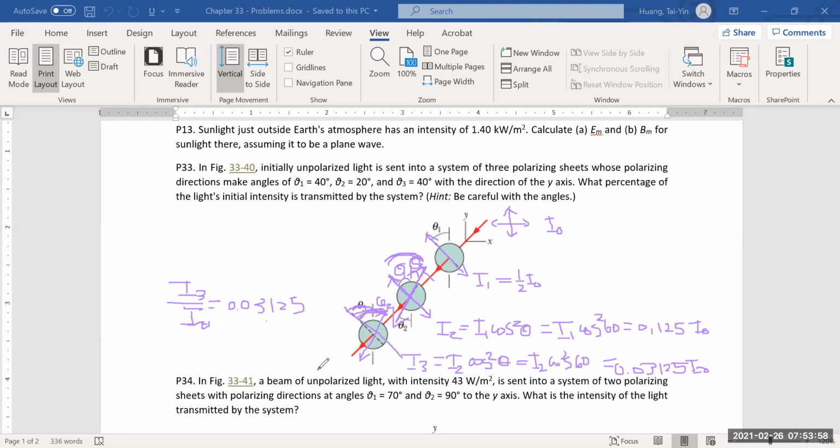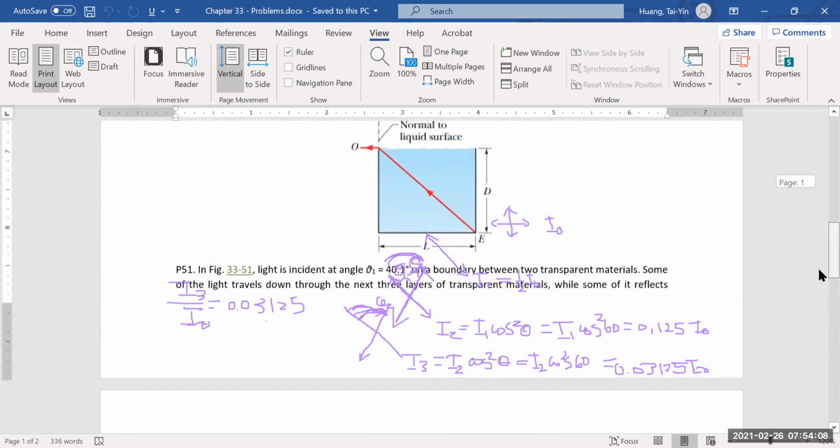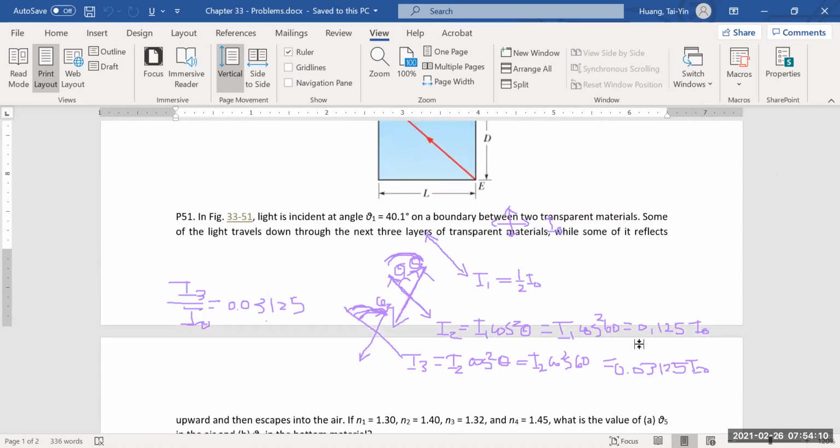And the next one I want to do is problem 51. Okay, so let me erase this first.